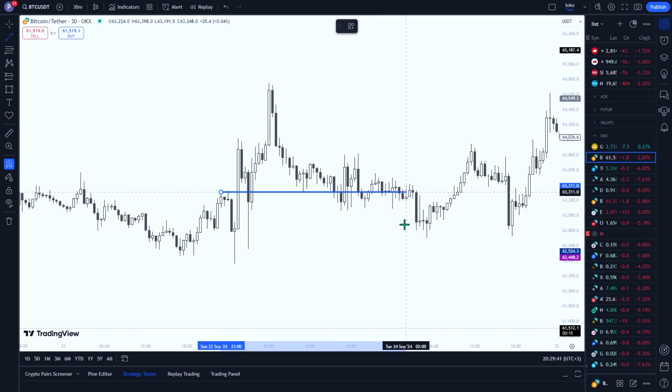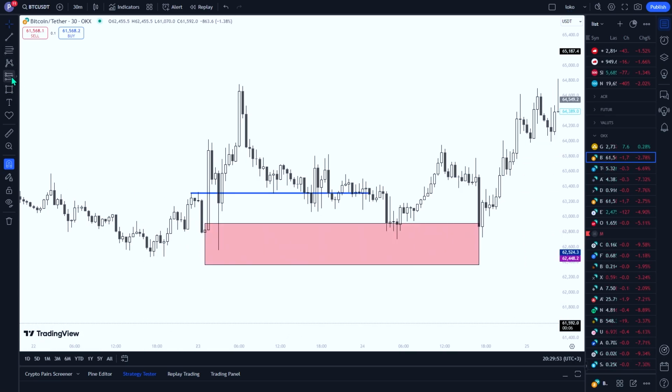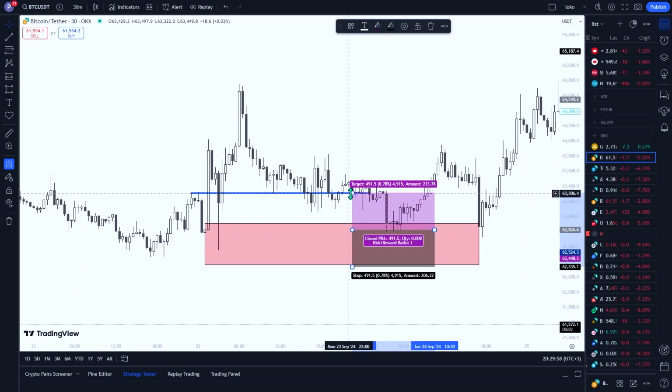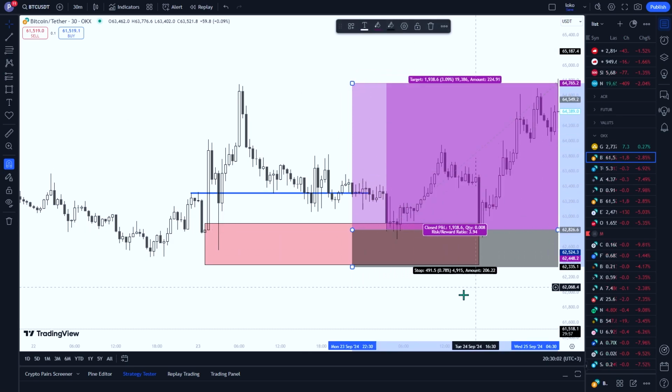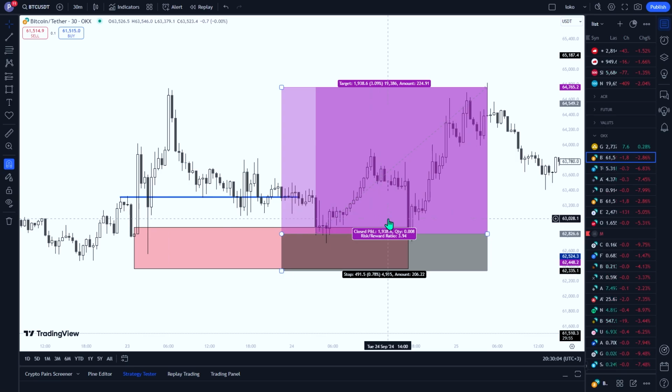Here we have the break of our structure, and afterwards a good order block formed, and you can open a good deal to the long position with the testing of our order block and capture the liquidity. Here is a good risk ratio, and the deal is going to be successful.